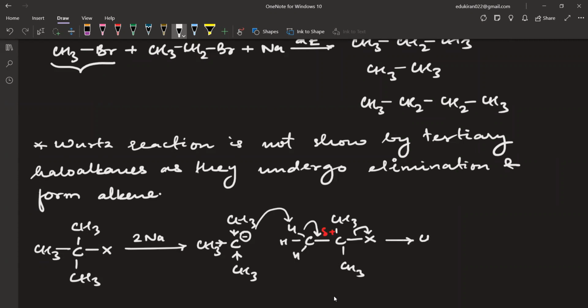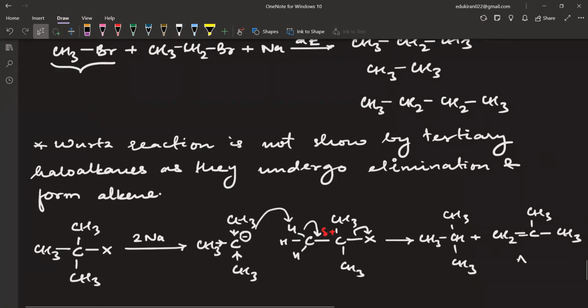So this will become (CH3)3CH plus this molecule here will become CH2 double bond C(CH3)2, because this hydrogen is being abstracted. Okay, so this is the alkene that we are getting. And what is happening? Rather than substitution, we are having elimination because of the big bulky carbanion, which is acting as a base rather than a nucleophile.